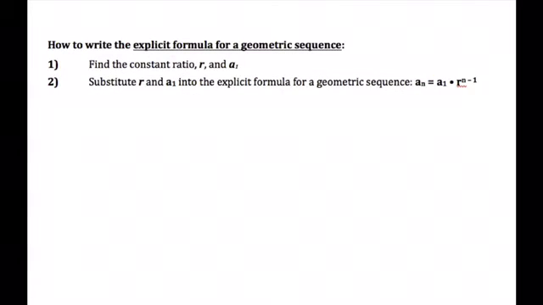If it's geometric, we want to just find the constant ratio R and a sub 1, and then we take R and a sub 1 and we substitute it into this formula right there. Okay, now it looks like a scary formula. We're actually going to talk about, though, where that formula came from. So where did the explicit formula come from? How did it show up?